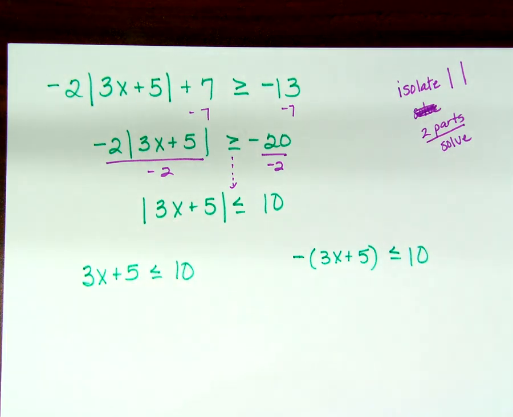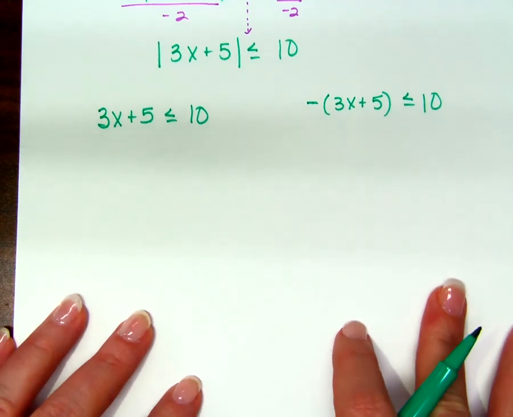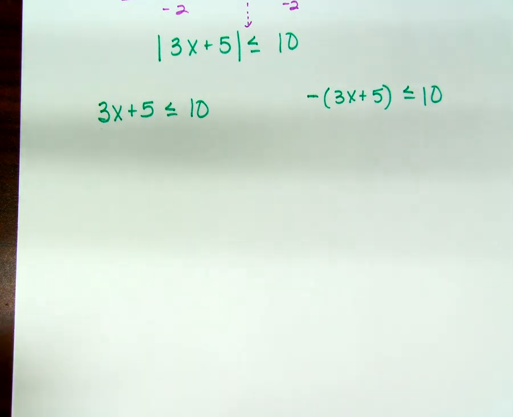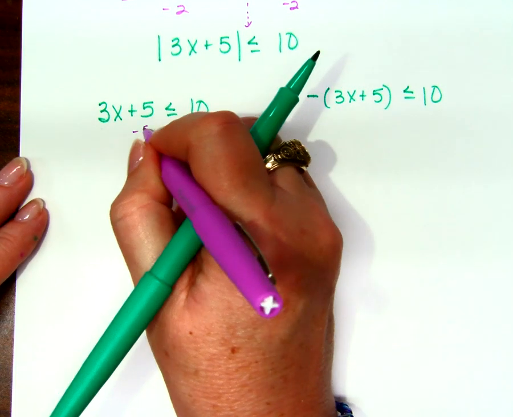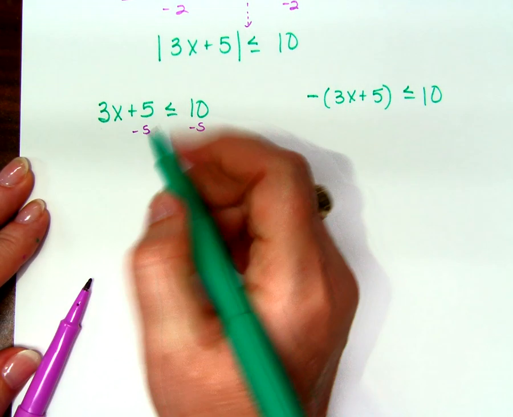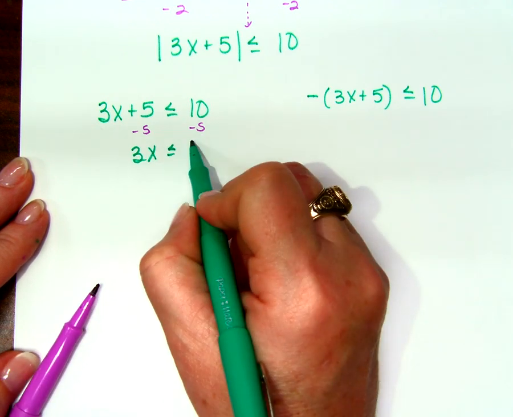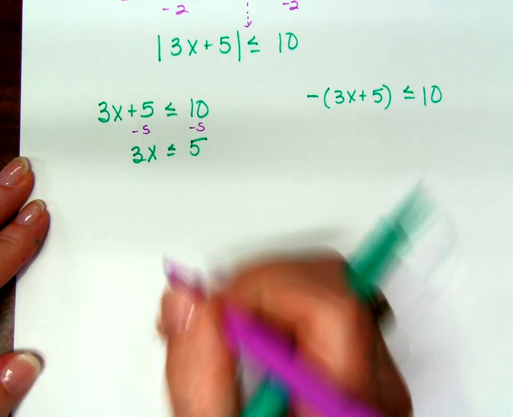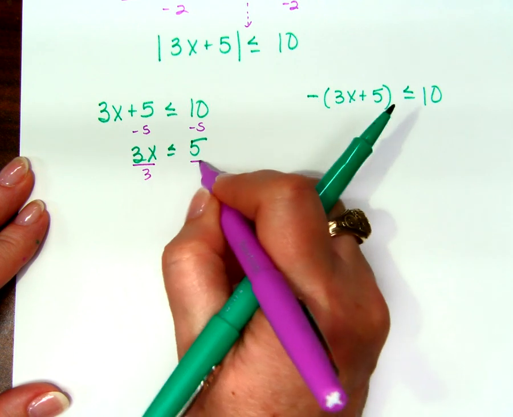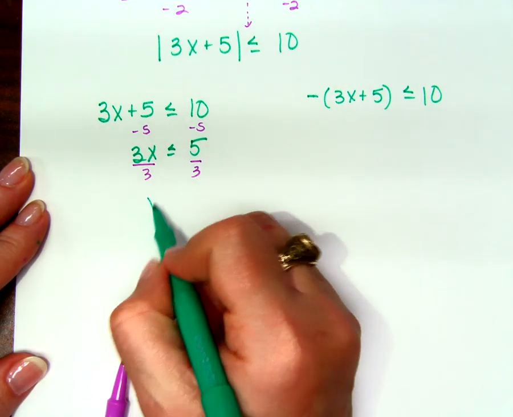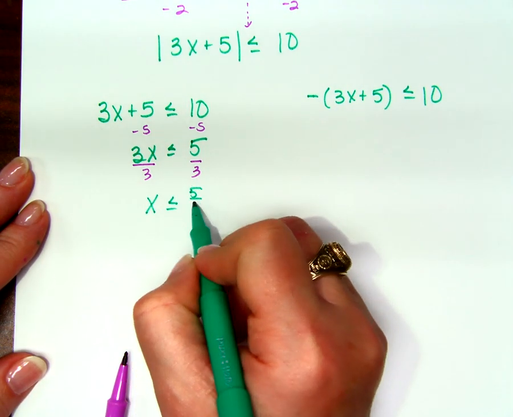Looks like that, right? I've got my two parts. So now we solve each part separately. So subtract 5. 3x is less than or equal to 5. Divide both sides by 3. X is less than or equal to 5/3.